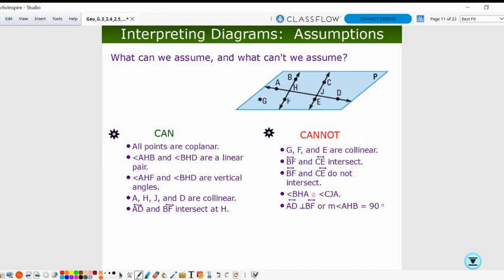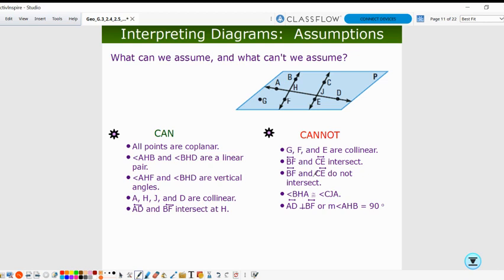We can't assume that BF and CE intersect. We can't assume that at some point they're going to intersect and cross. We also can't assume that BF and CE will not intersect. We don't know that these lines are parallel. There's nothing to show parallel on here, so I don't know if they intersect. I don't know that they don't intersect.